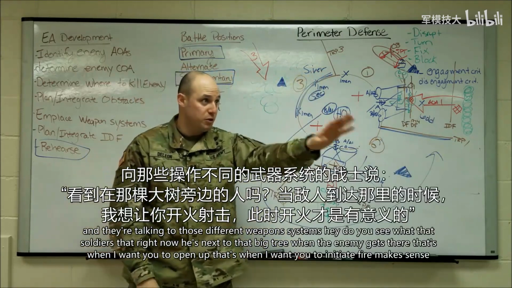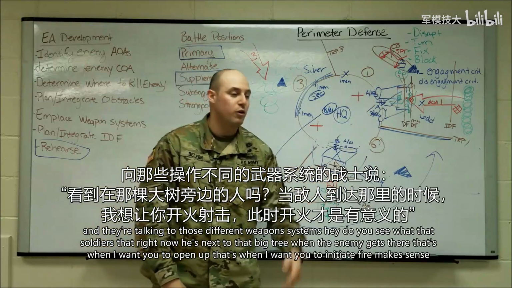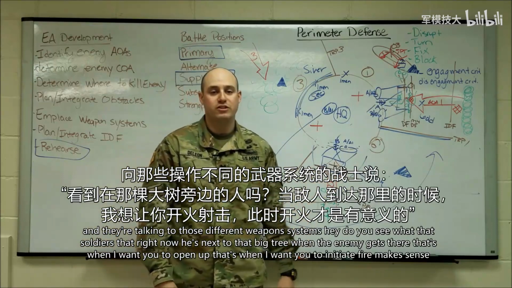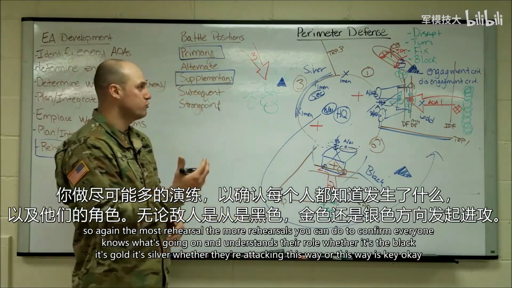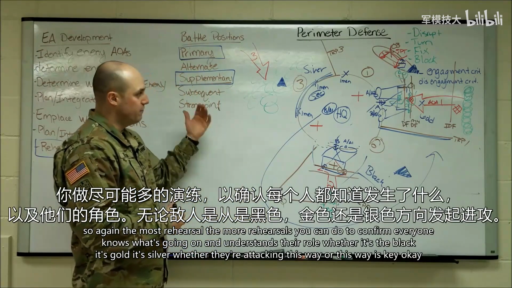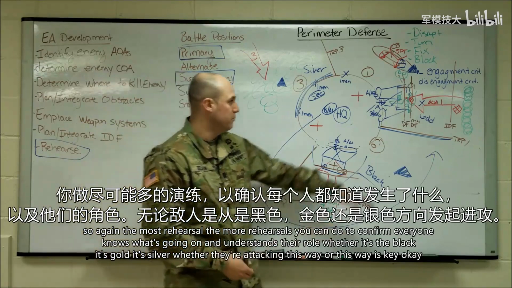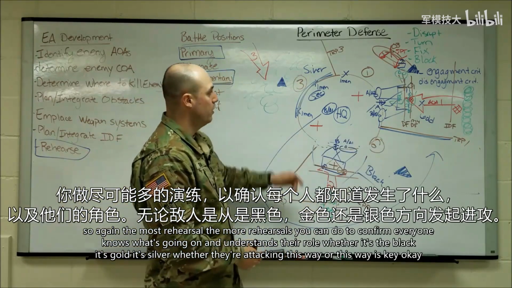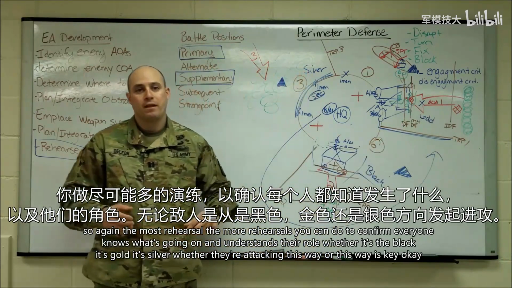Then they move forward and they hit these trigger lines and they're talking to those different weapon systems. Hey, do you see where that soldier's at right now? He's next to that big tree. When the enemy gets there, that's when I want you to open up. That's when I want you to initiate fire. Make sense? So again, the more rehearsals you can do to confirm everyone knows what's going on and understands their role, whether it's black, gold, silver, whether they're attacking this way or this way, is key, okay?